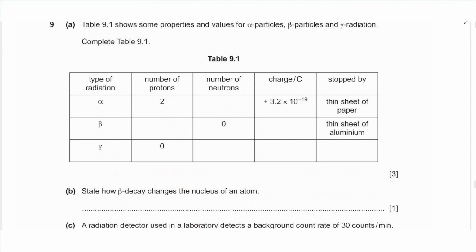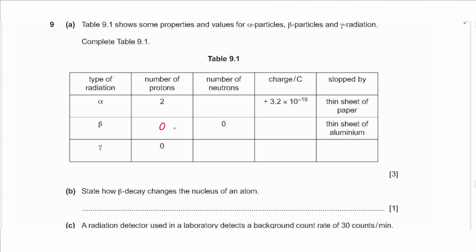Question 9a says table 9.1 shows some properties and values of alpha, beta, and gamma radiation. Complete table 9.1. So first we have the number of protons. For alpha and gamma are given. For beta it is 0. There are no protons in a beta particle.